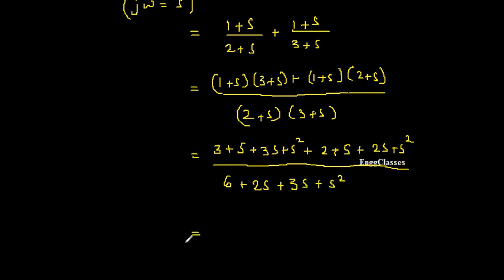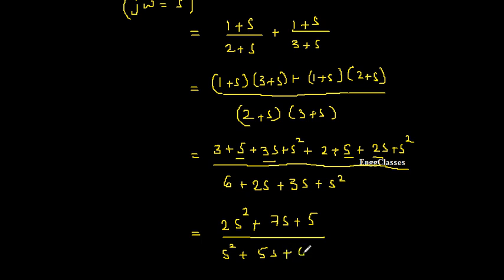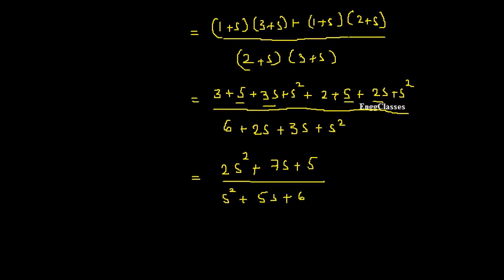So now just try to reduce this further. s square and s square, it is going to become 2 times s square, plus just count the terms with s. This is s, 3s, s, 2s. So 3 plus 1 is 4, 5, 7s. So it is going to be 7s plus 3 plus 2, 5, and this gets divided by the term in the denominator, that is s square plus 5s plus 6.